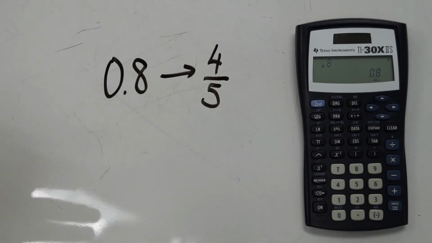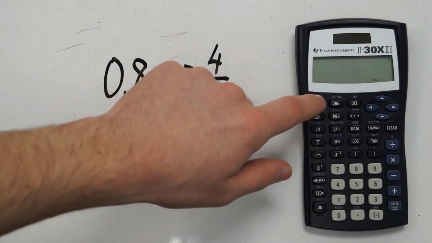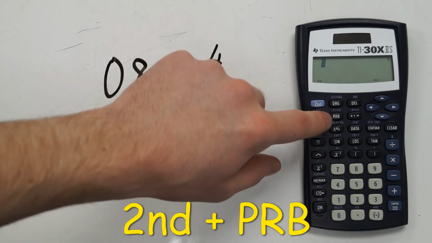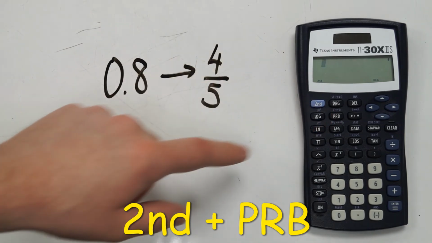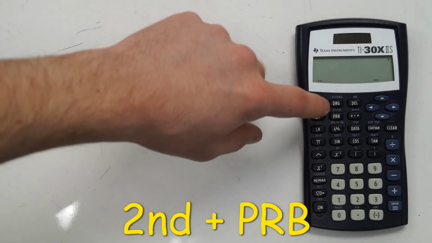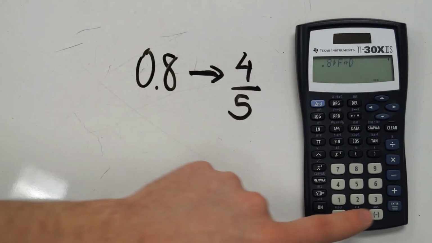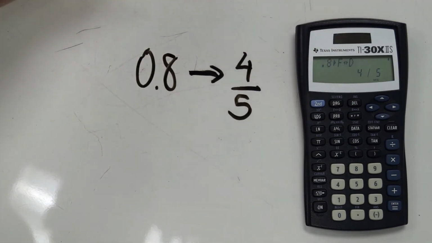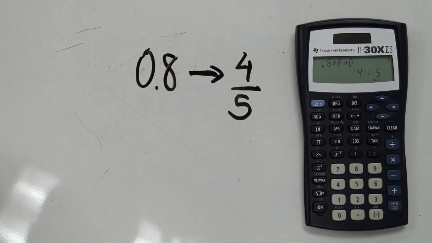In order to do that, you want to press this button right here, but you press second or shift first, and then right where PRB is, because right above that is the F, D with arrows, which just means it switches from fraction to decimal. So it switches from one form to another. Here it's switching to fraction, so it would say 4/5.